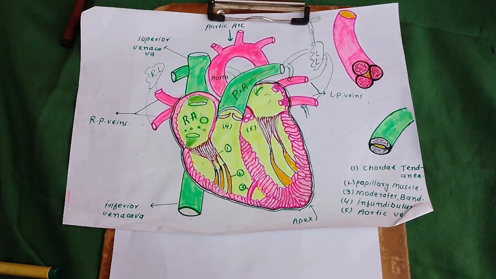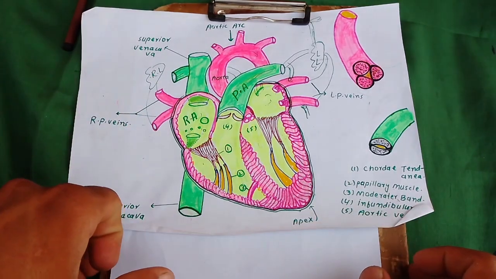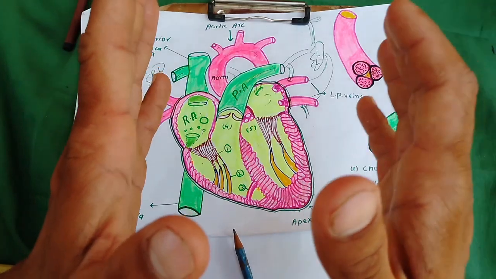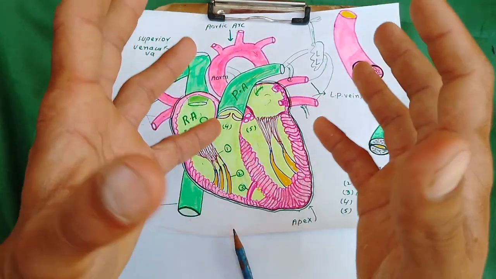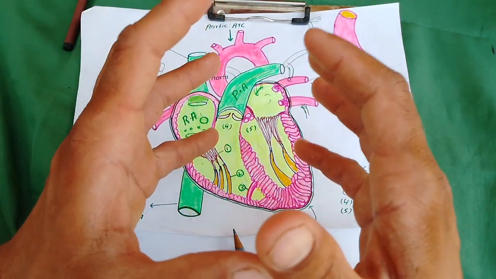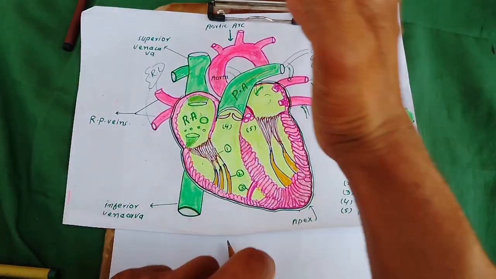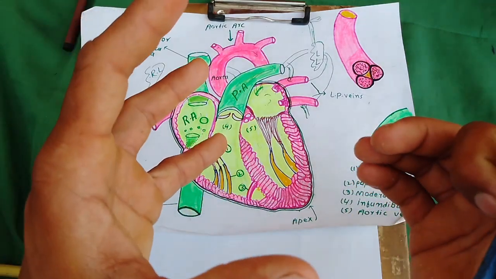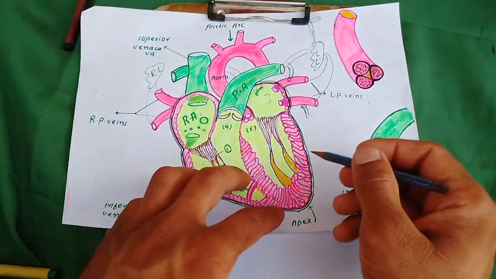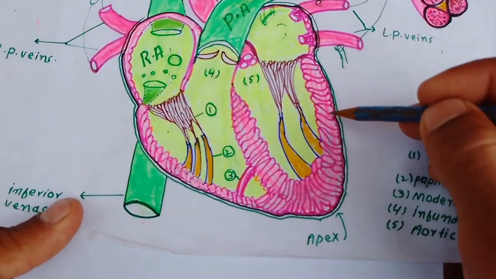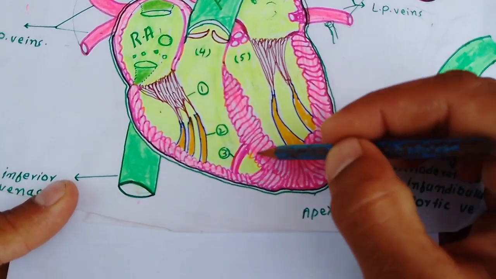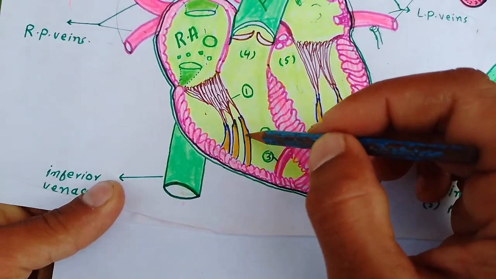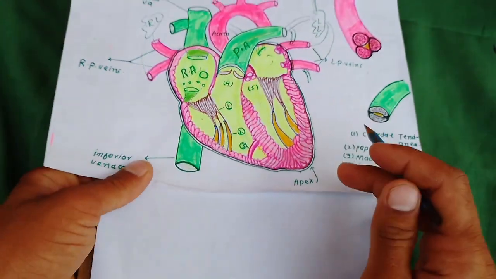As we know, what is the papillary muscle? The heart is a pumping organ which is enclosed by a protective layer called the pericardium. The pericardium is the outermost layer. Inside the pericardium there is cardiac muscle. As you can see here, these ridges are called the cardiac muscle.